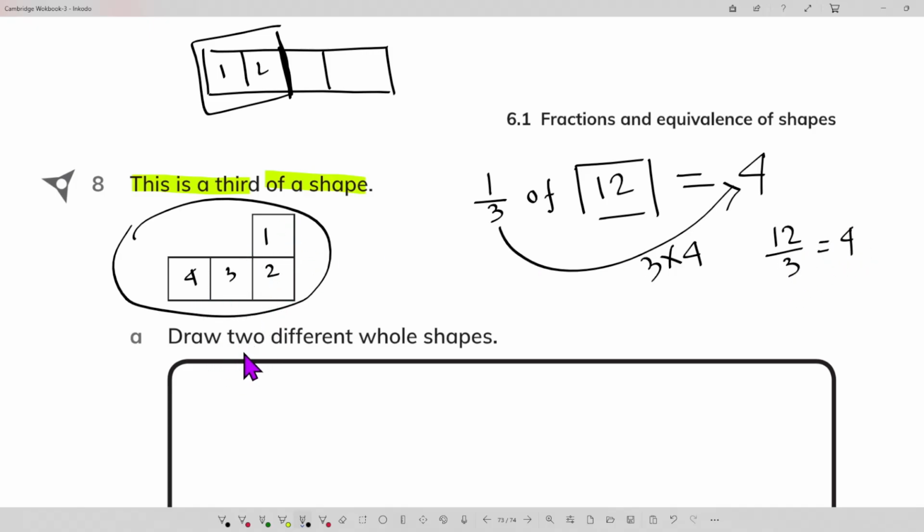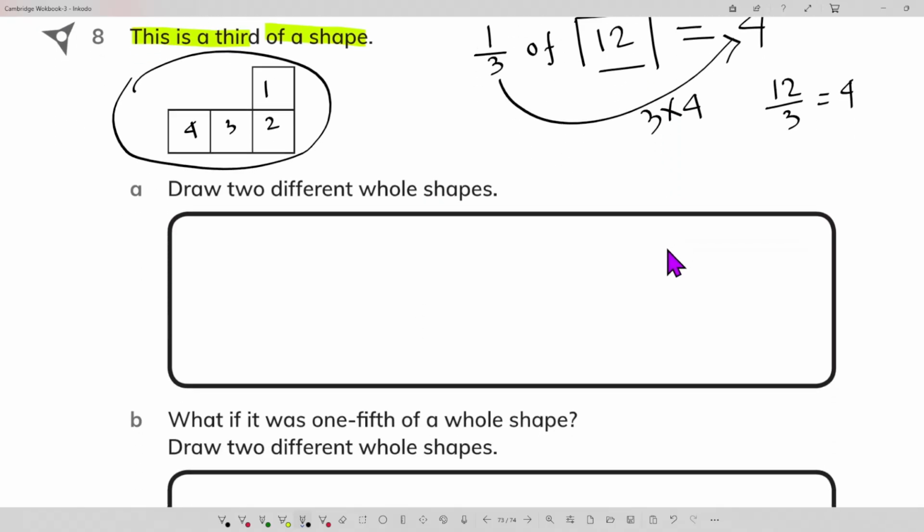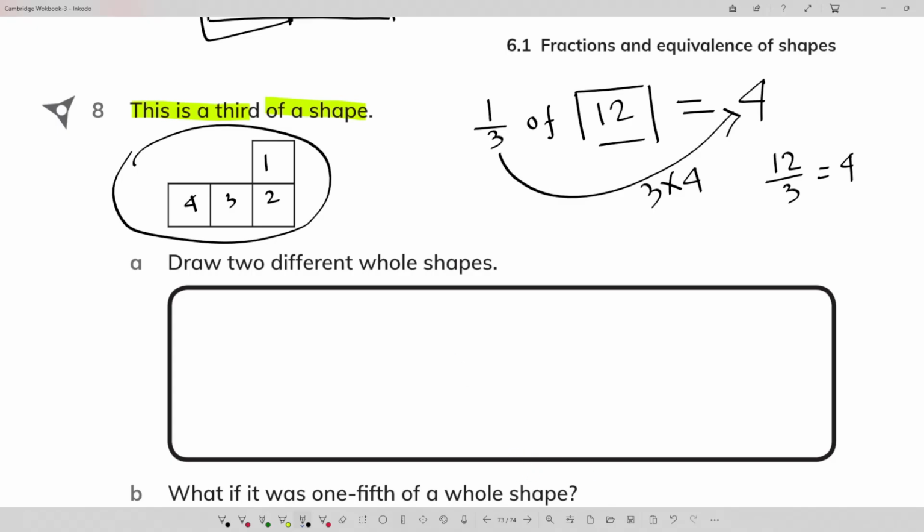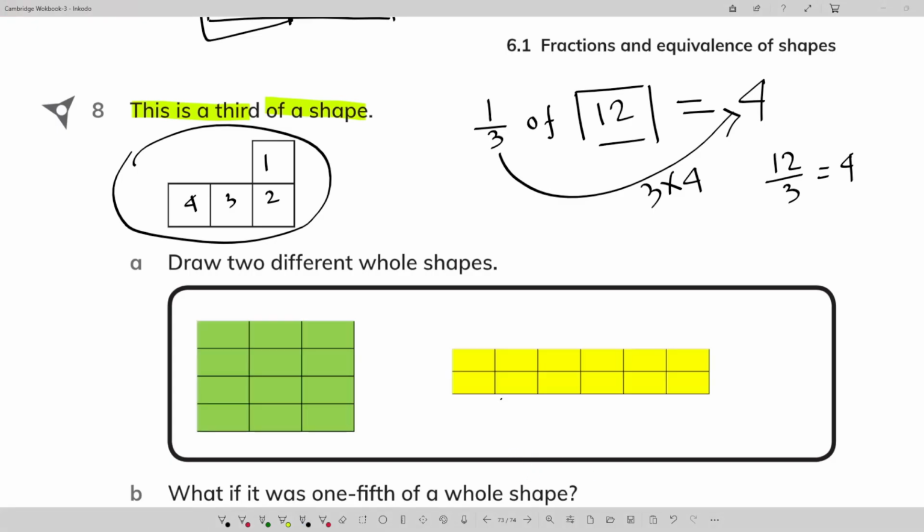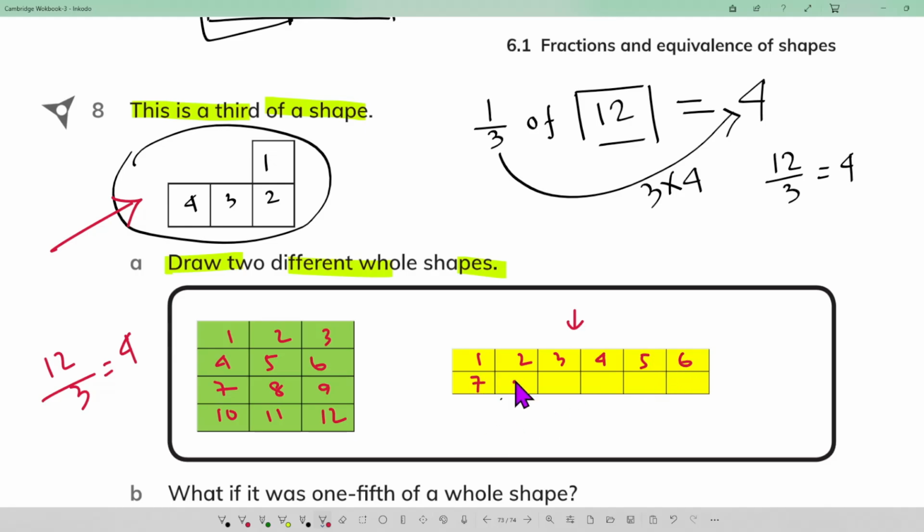So draw two different whole shapes. It means we can draw like, draw two different whole shapes. I already draw. Here is a 1 2 3 4 5 6 7 8 9 10 11 and 12. Look, these 12, 1/3, it means 4. Here is a 4. Similar another shape, 1 2 3 4 5 6 7 8 9 10 11 and 12.